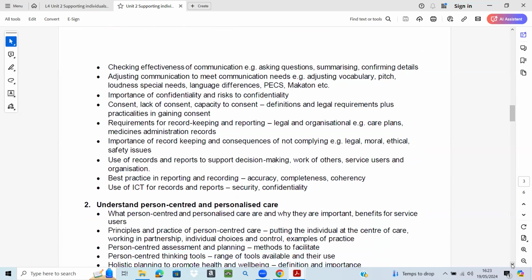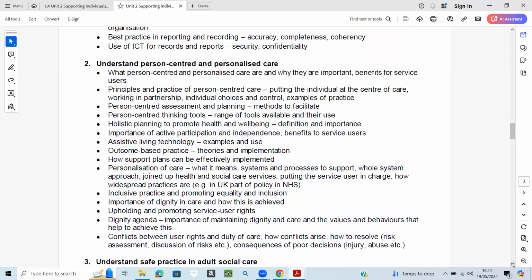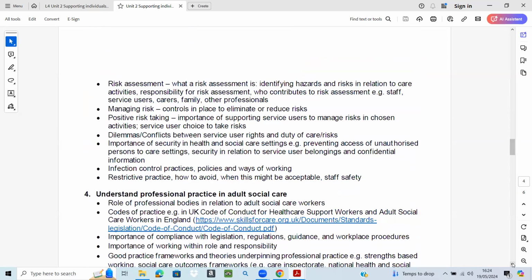So in the learning outcome 2, we have person-centered and personalized care and why they are important, benefits for service user. We reviewed them today and also in the proper lecture. Then in learning outcome 3, for example, we have risk assessment, managing risk, dilemmas, conflicts, infection control processes. Then in learning outcome 4, we have understand professional practice in adult social care, role of professional bodies in relation to adult social care workers.